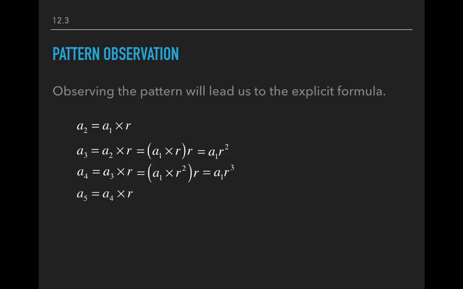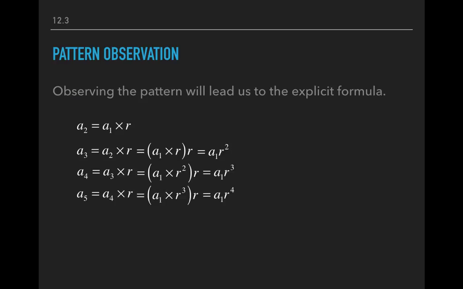A5 is, well, the fourth term, the previous term, times the ratio, but we know that the fourth term was actually the first term times r cubed. I'm just substituting in what we just found. And now look what we have. We have r cubed times r, which gives us r to the fourth.